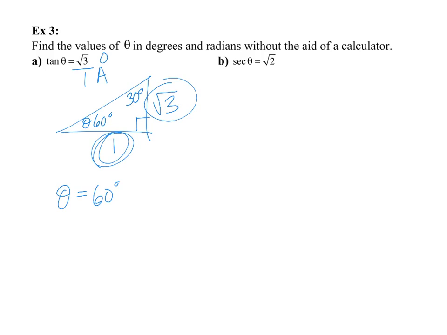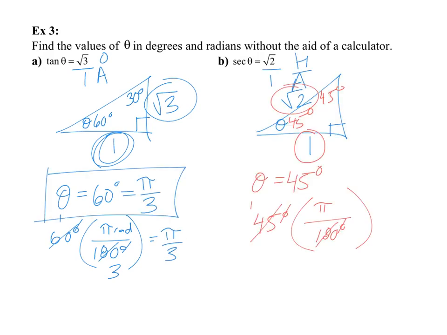or as radians, it would be 60 times, what's your converting fraction for radians? It's going to be pi over 180, because pi radians is equal to 180 degrees. So the degrees is gone here. 60 goes into 60 once, and 60 goes into 180 three times. So I get pi over 3. For the next one, 45 goes into 180 four times. So that's pi over 4. Pi over 4 radians. Done with that.